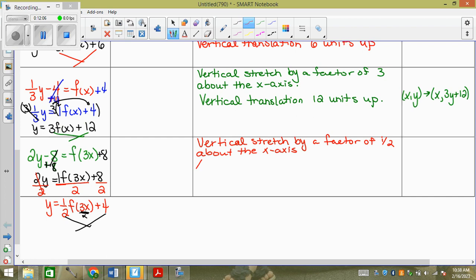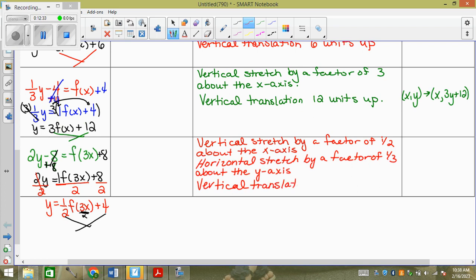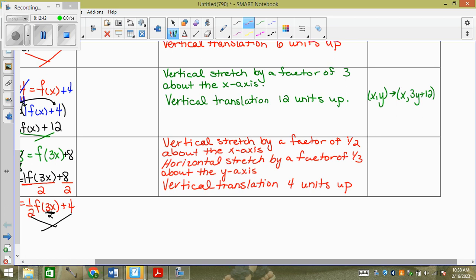And I know I have a horizontal stretch. Horizontal always flips from the equation. Horizontal stretch by a factor of what? Of 1/3 about the y-axis. Are there any reflections? Neither of those are negative. Is there a translation? Yeah, there's a vertical translation. Four units what? Up.